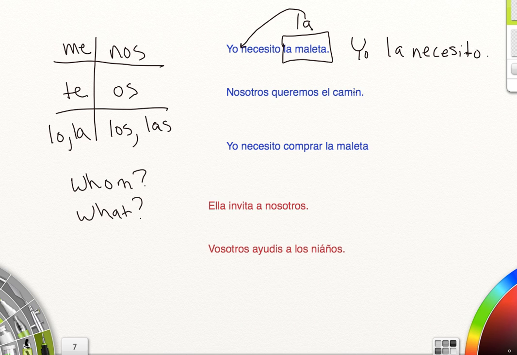Nosotros queremos el camión. We want what? The truck. El is not a direct object pronoun, but if we look over here, lo will fit. Masculine and singular. Nosotros lo queremos.